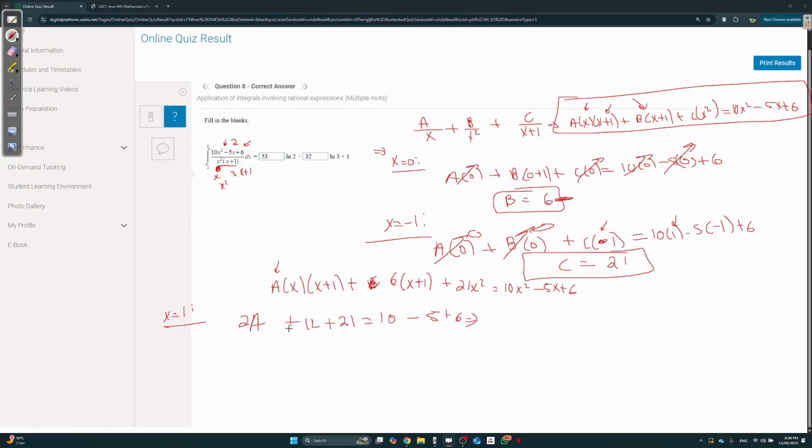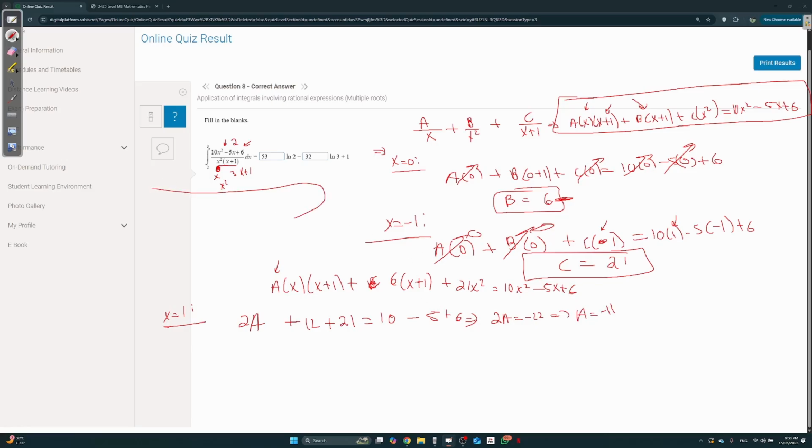So you get 2a is equal to, 12 plus 21 is 33, sorry. Then you have 10 minus 5 is 5, plus 6 is 11. 11 minus 33 is negative 22. So you get 2a is equal to negative 22. So a is equal to negative 11. Now we found our partial fraction.